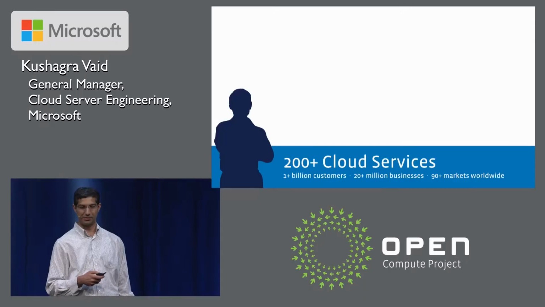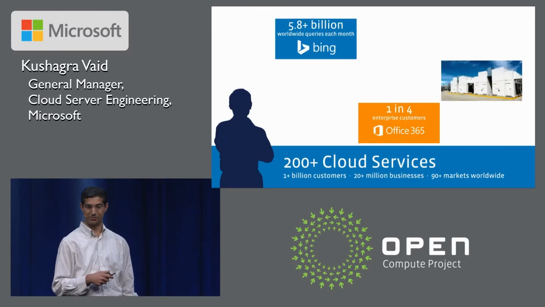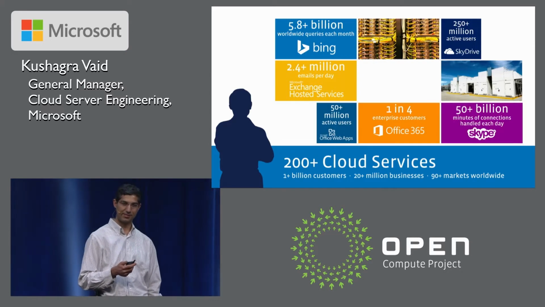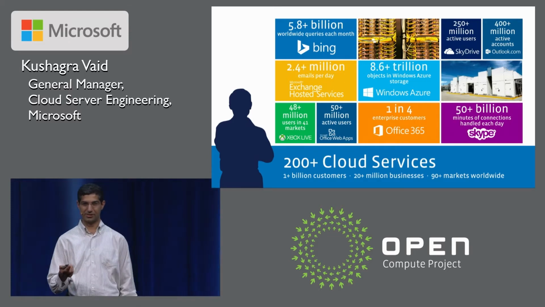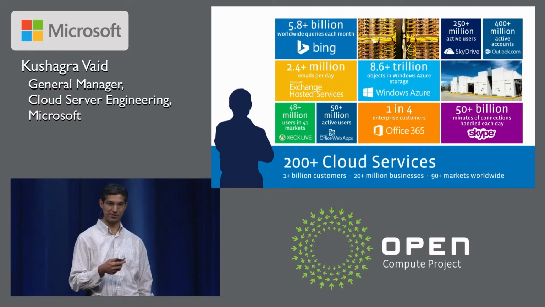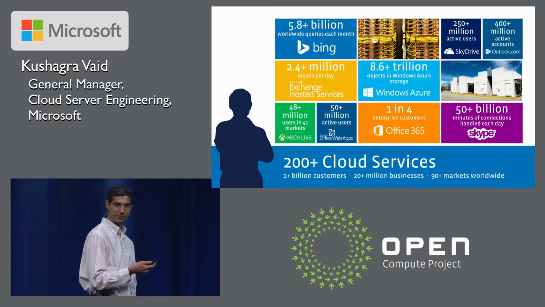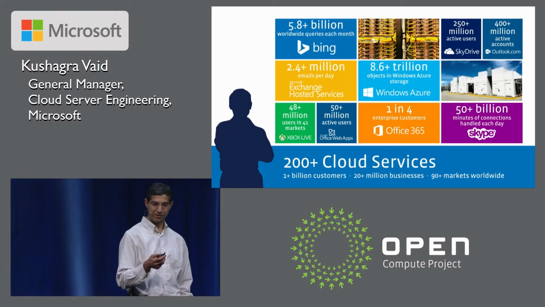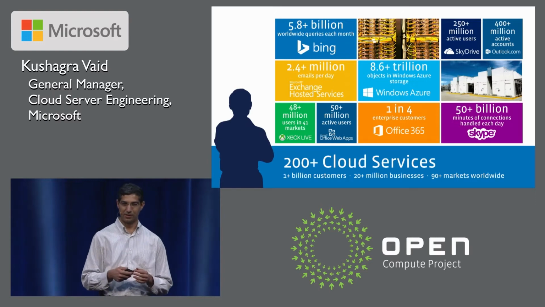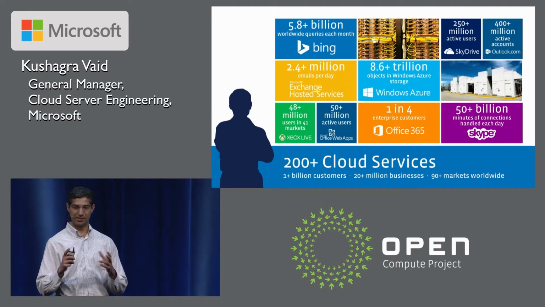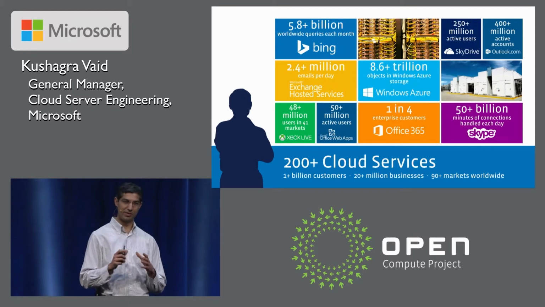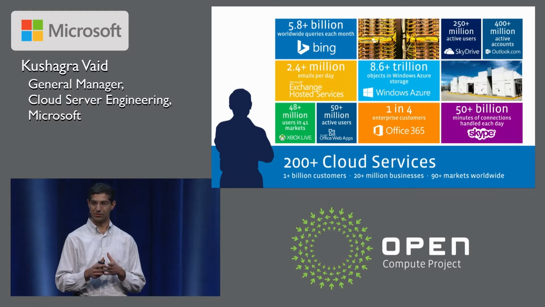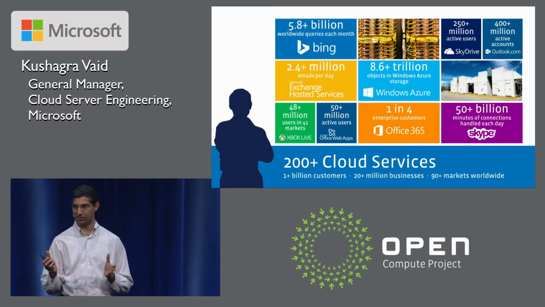So as you noticed this morning, you may not know this, but Microsoft operates over 200 cloud services. The big ones, of course, are the ones that you know: Bing, Office, Windows Azure, Outlook, Xbox. There are several other ones that we operate as well. One of the key considerations in designing our cloud infrastructure was to address this challenge: how do you design a common architecture that can take into account the requirements of this diverse set of applications?